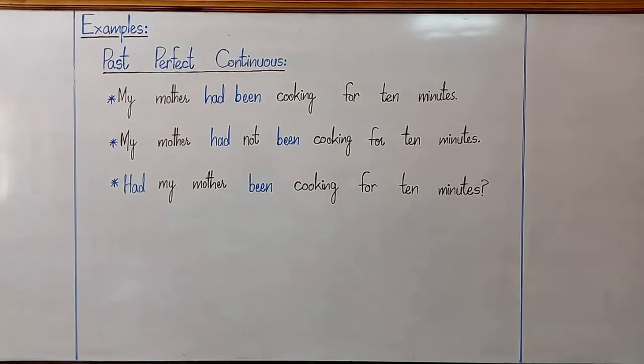These sentences on the board are the examples for past perfect continuous with the usage of had been as auxiliary verb in affirmative, negative, interrogative sentences, and the usage of present participle form of main verb, which is here. My mother had been cooking for 10 minutes. My mother had not been cooking for 10 minutes. Had my mother been cooking for 10 minutes?